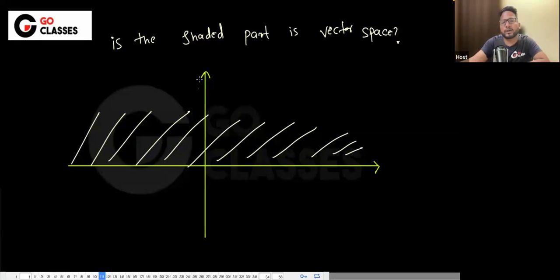So if you are saying no, then can you give me two vectors whose linear combination is not a part of this space? Let me just tell you. See, this is all positive, I mean, x and y both are positive. Here, x is negative and y is positive. So, for example, one of the vectors you can take where x is negative and y is positive. So maybe -2 and 3, right? -2 and 3.